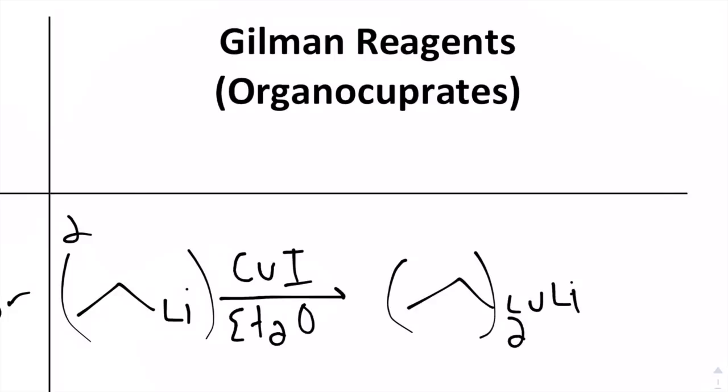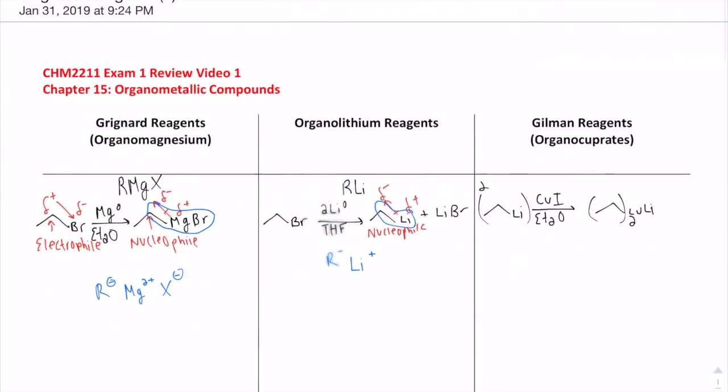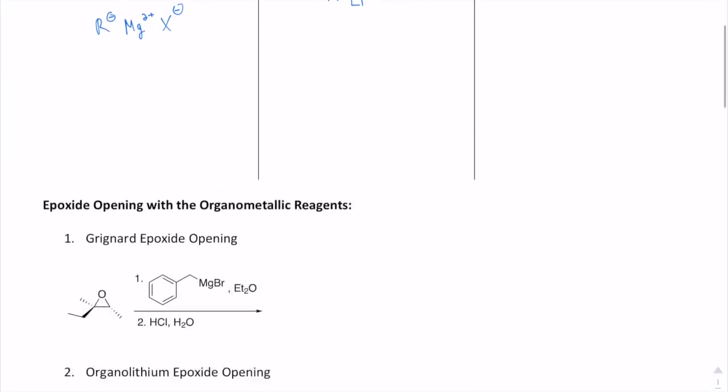Okay, so that says there are 2 of these carbon chains attached to this coordinate complex, which is the copper lithium, and we don't really need to know the whole structure of it. Just know that this is the synthesis of that reaction. Okay, and I think that's pretty much a good summary of the organometallic compounds. Let's move on to specific reactions of them, all right?